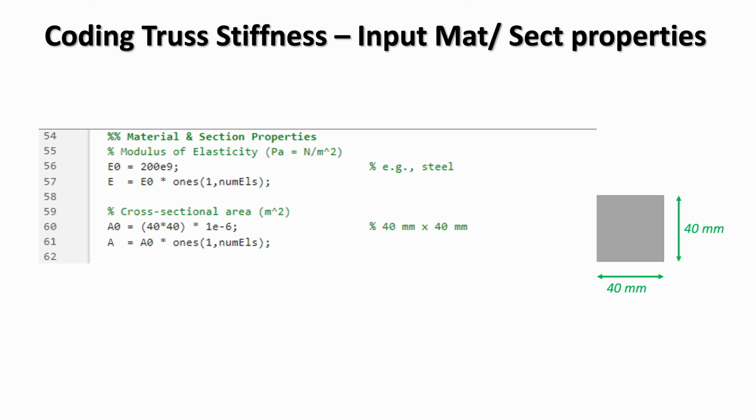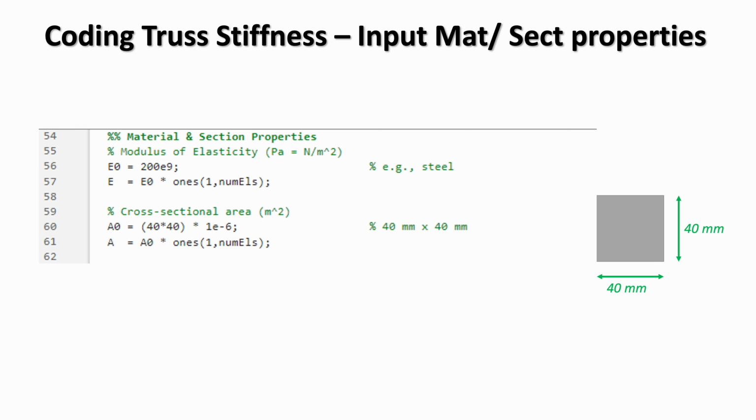Here we're using 200 gigapascals, which is typical for structural steel. We'll multiply to convert from gigapascals to pascals because we're going to be working in SI units. The line E equals E0 times 1s simply assigns the same material property to every element. Next, we define the cross-sectional area A of each member. In this example, our truss had a 40 by 40 millimeter square section, so we convert that into square meters using the factor 10 to the power of -6. Again, the line A equals A0 times 1s assigns the same area to every element in the truss.